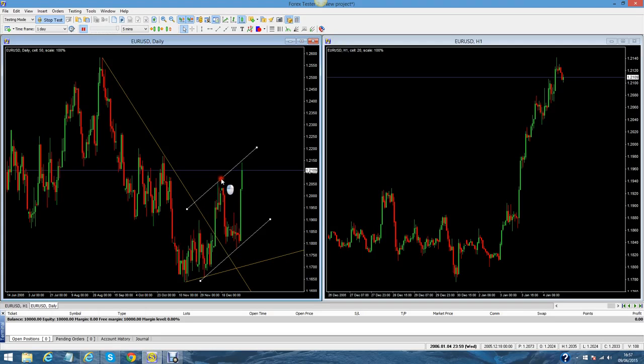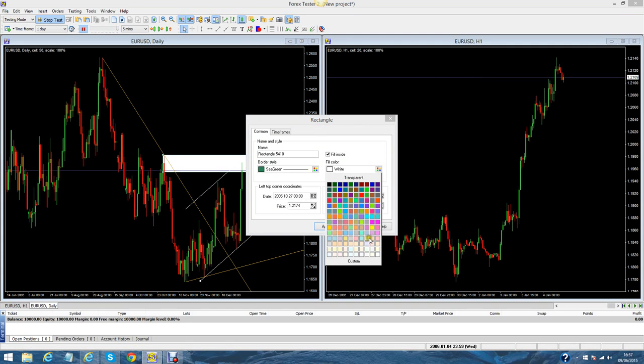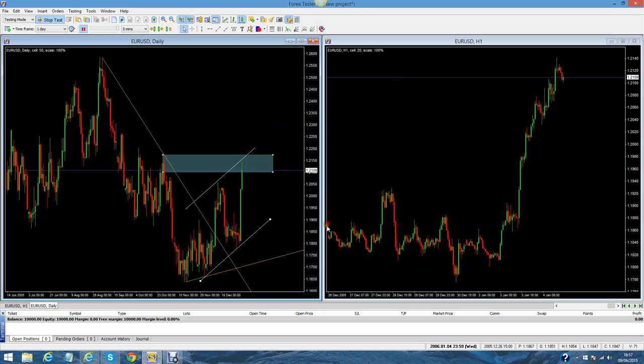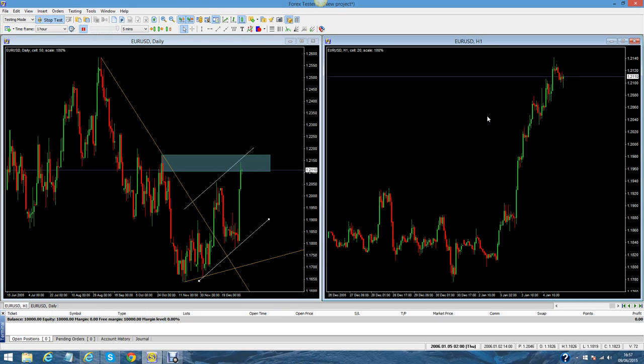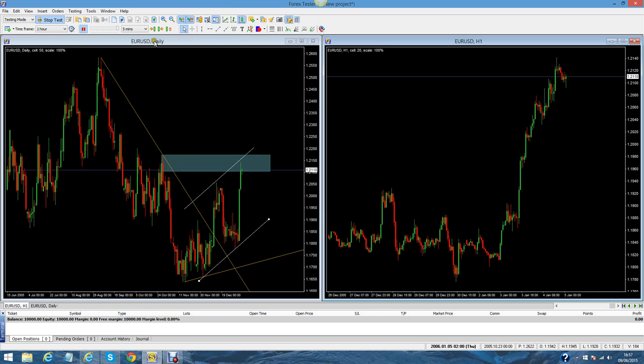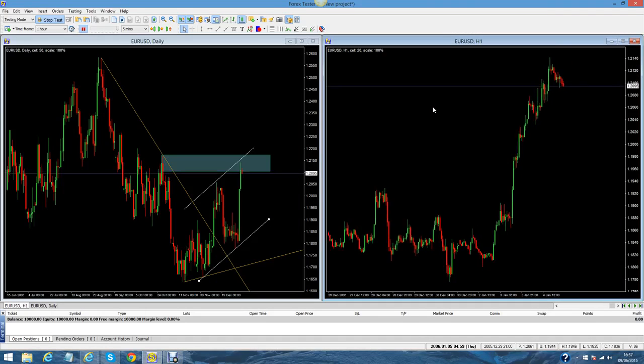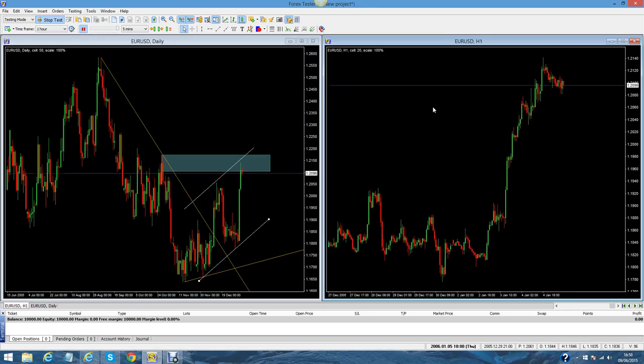So I'm looking at this kind of channel. So potentially there is a shorting opportunity, in my opinion, around this kind of area. I'm just going to make that a little bit darker. So now I'm going to be watching on my lower time frame. Let's just see what level I've got created at the moment. What time this is. Nothing there. This is roundabout 6 o'clock in the evening UK time. So there's nothing there for me to try and short.